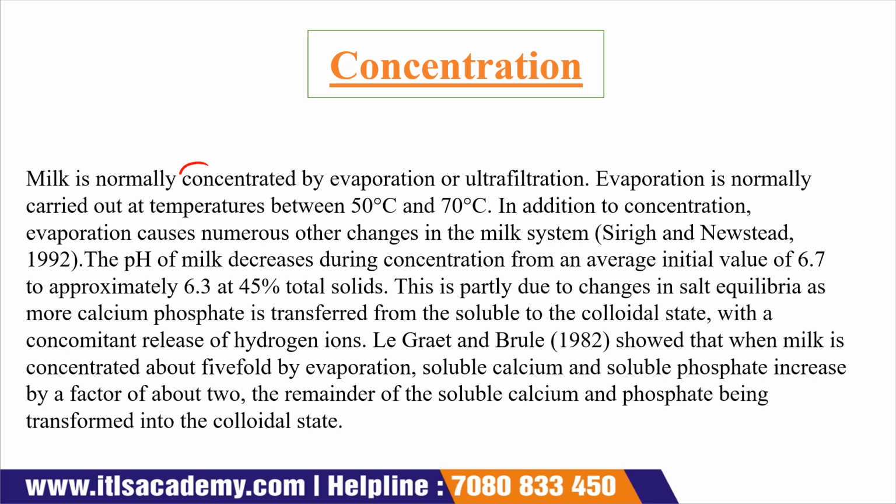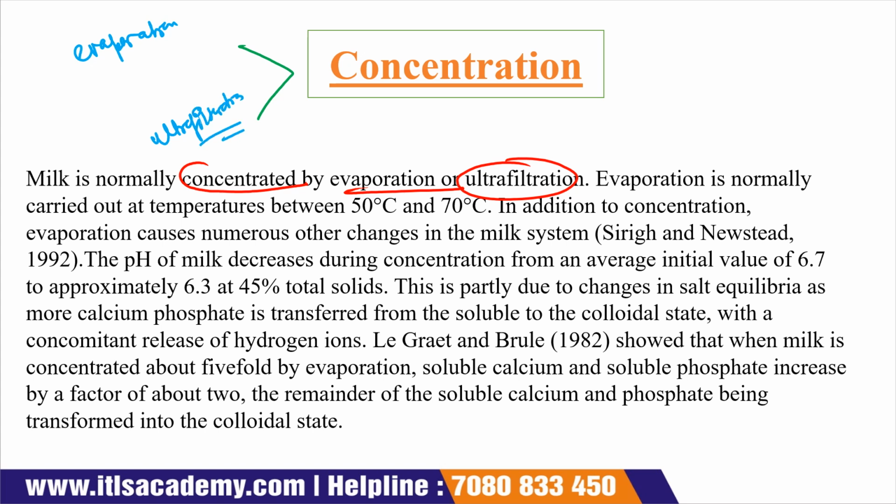Milk is normally concentrated by evaporation or ultrafiltration. Okay, so we all know that the concentration of milk takes place by evaporation and ultrafiltration. These are the two methods. Evaporation is normally carried out at a temperature range between 50 to 70 degrees Celsius. In addition to concentration, evaporation causes numerous other changes in the milk system. The pH of the milk decreases during the concentration.